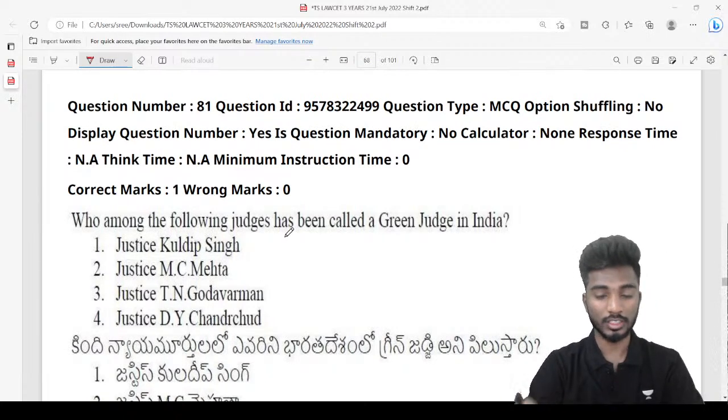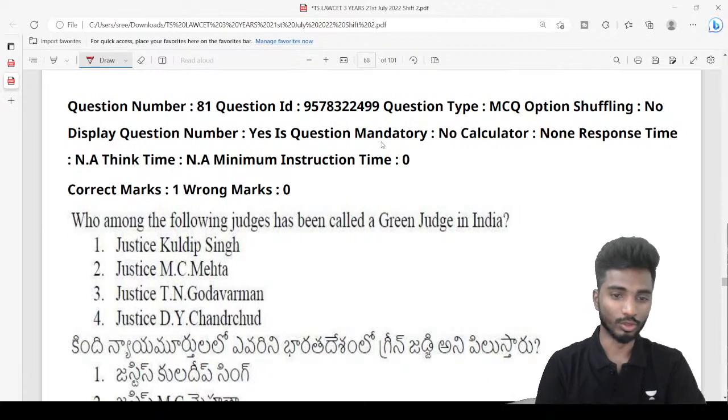No, Alpha, just make an educated guess. Think about the case laws that I discussed in the previous class. I mean, of course, I did not discuss who is a green judge, but I discussed something through which you can actually eliminate the option if you read the question properly. I was expecting this answer from you, for those who have attended. So the answer is Justice Kuldeep Singh, right?